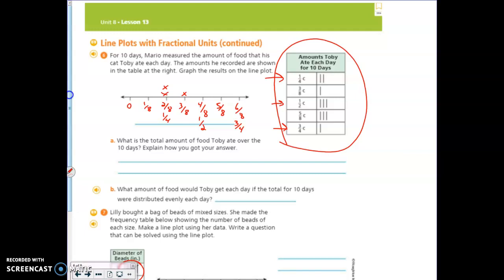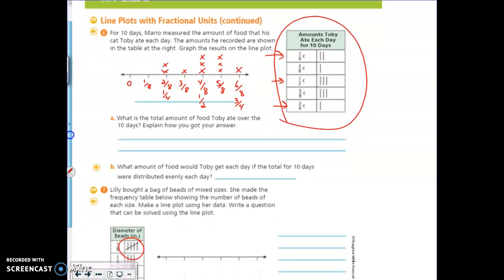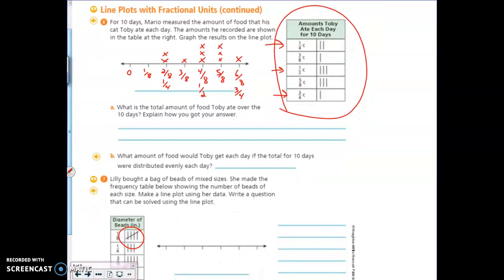For the 4/8 or 1/2, there should be 3 X's. For 5/8, there should also be 3 X's, and then for the last row here, the 6/8 or simplest form of 3/4, there should be 1 X. So that is how we would lay out our line plot from that frequency chart.